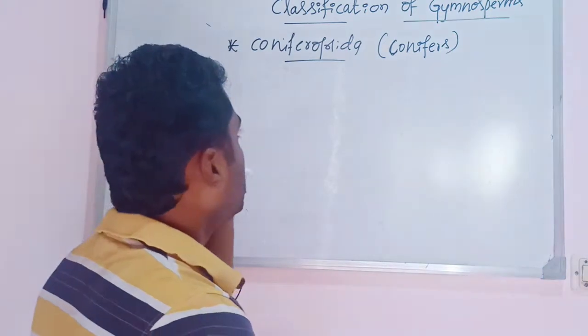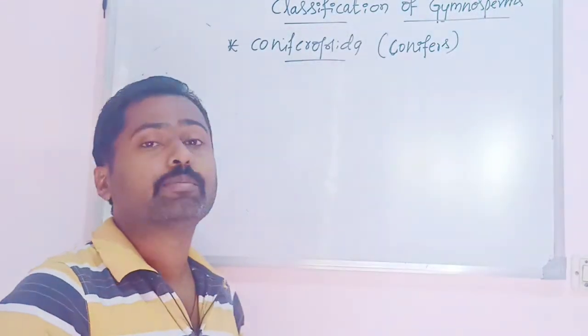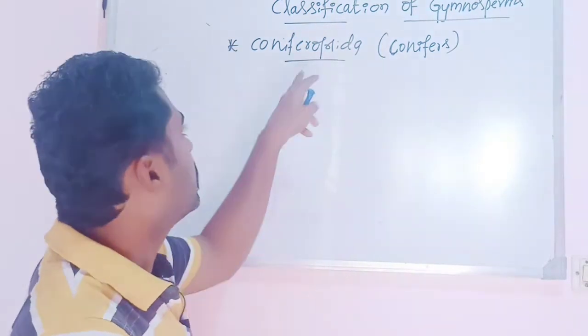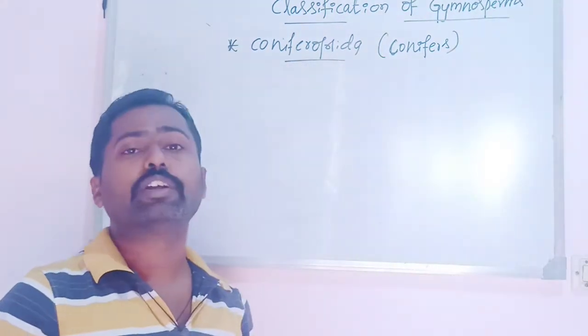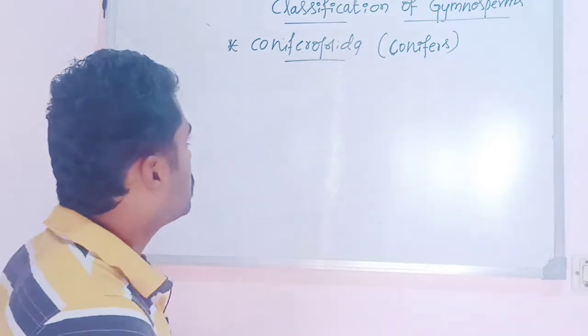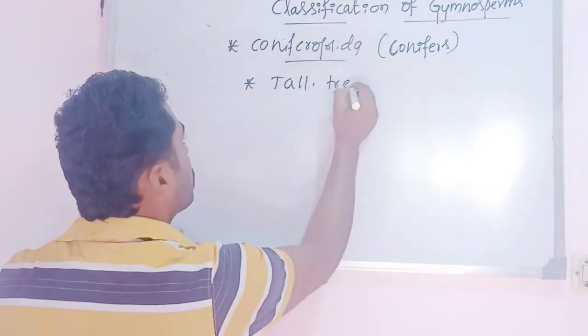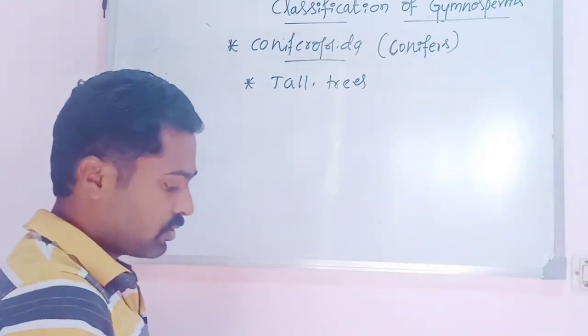They are commonly called conifers because of their appearance. The plants look like a cone in appearance. That's why the plants of this group are called Coniferopsida. These are very tall trees.